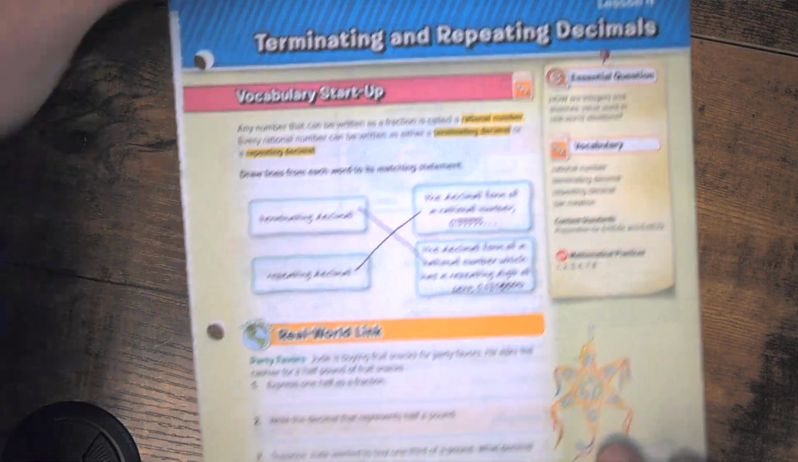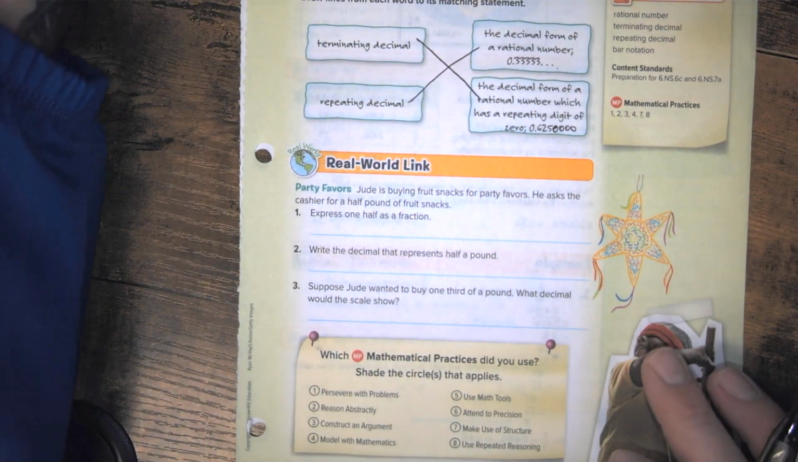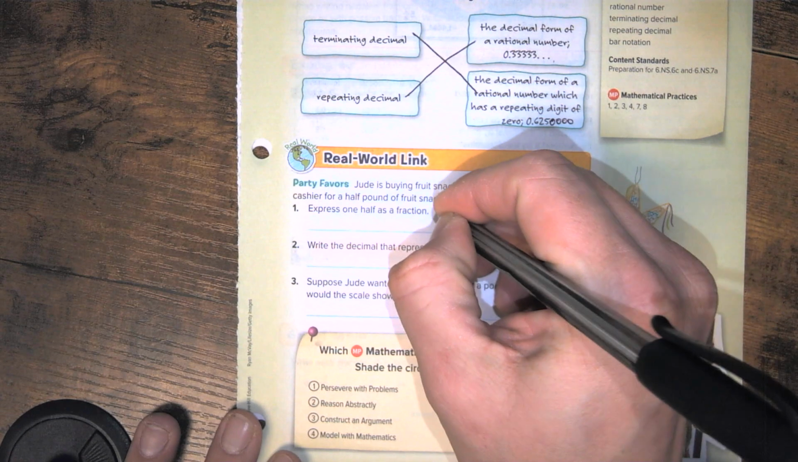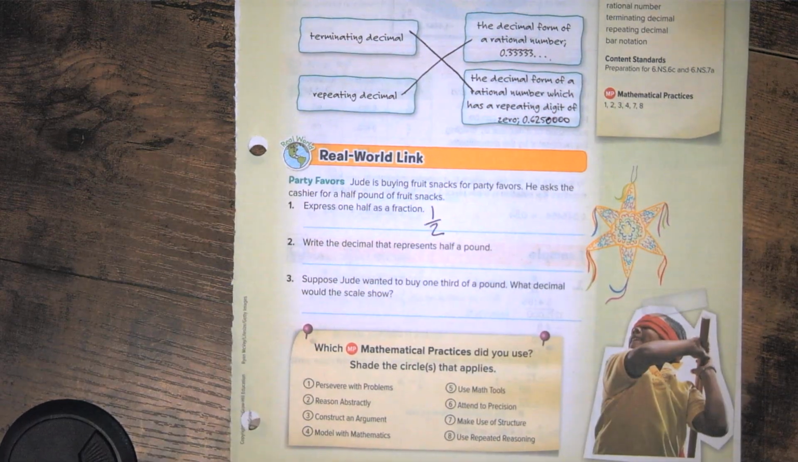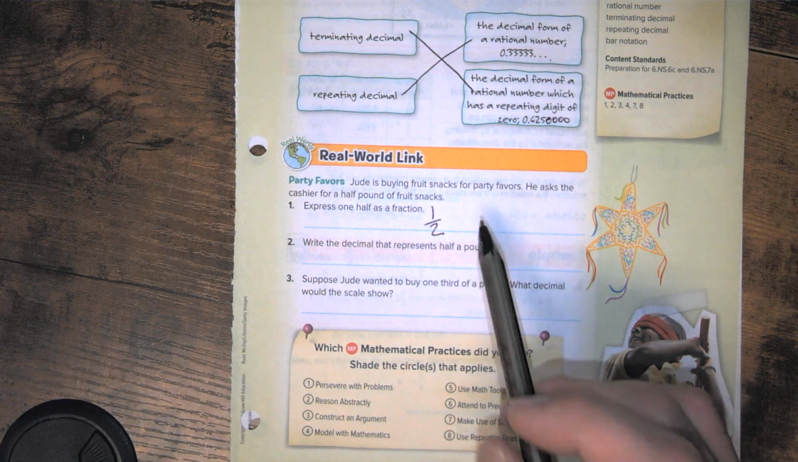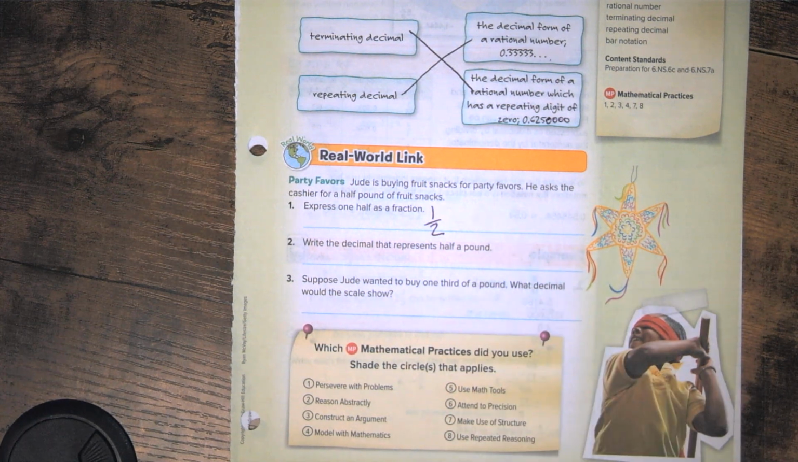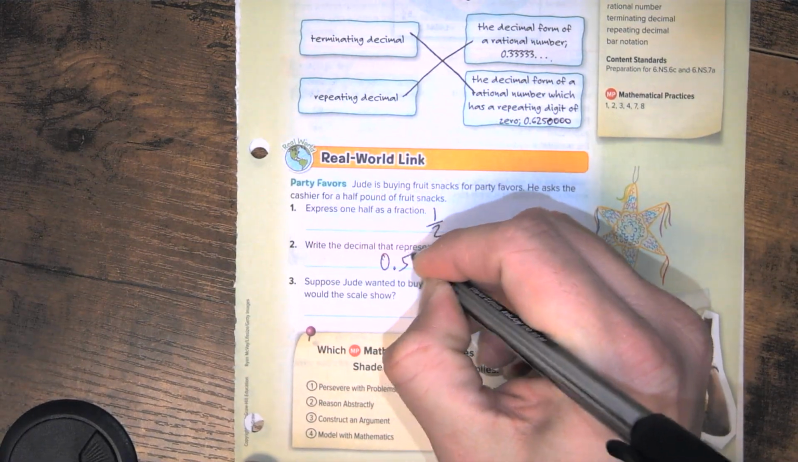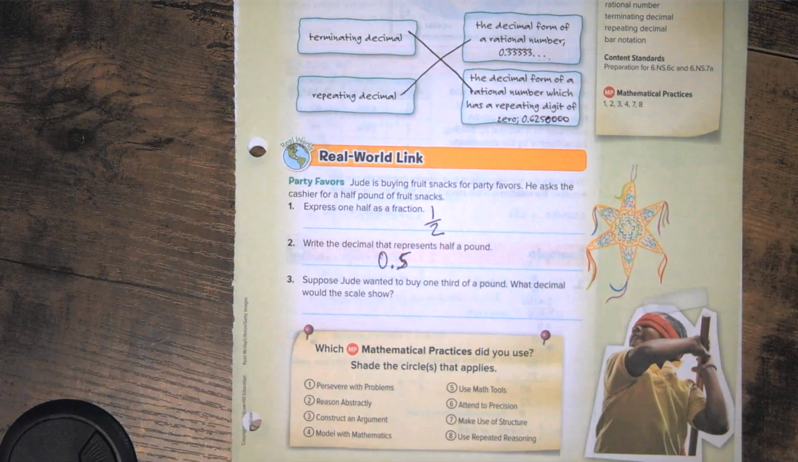Okay, Jude, down here in the real world link, is buying fruit snacks for party favors. He asked the cashier for 1/2 pound of fruit snacks. So number 1, explain half as a fraction. What's it look like as a fraction? 1/2. So that's the fraction form. Now they want us to write that as a decimal. So how would that look as a decimal? So just 5/10, 0.5, 0.5.